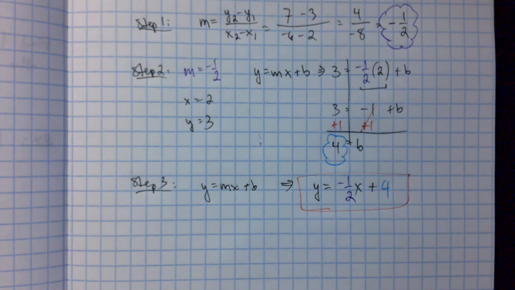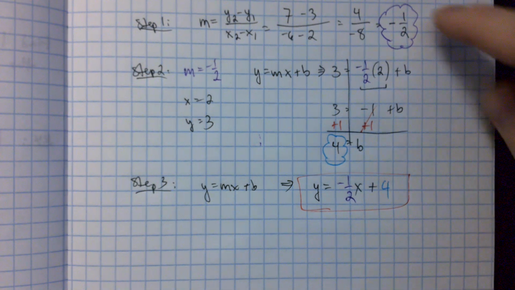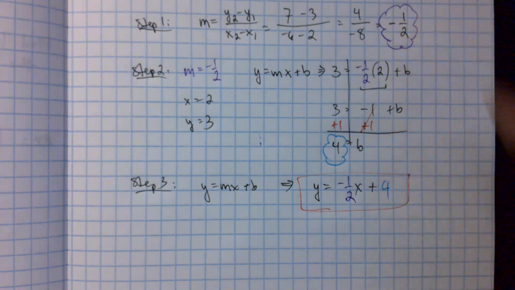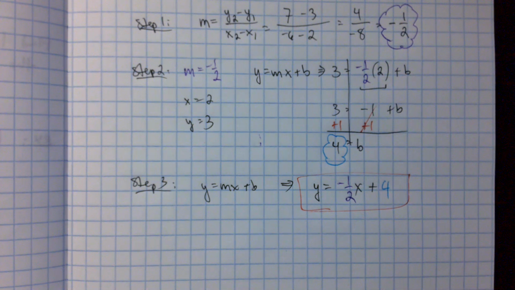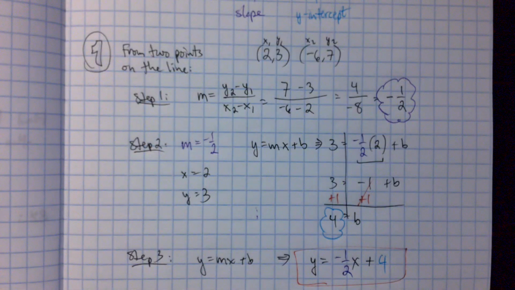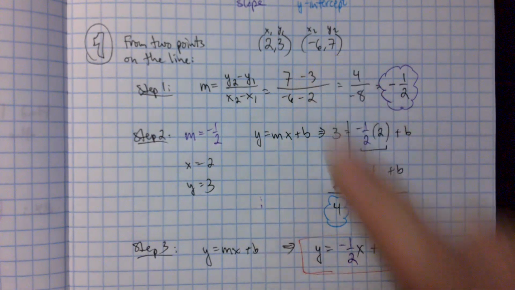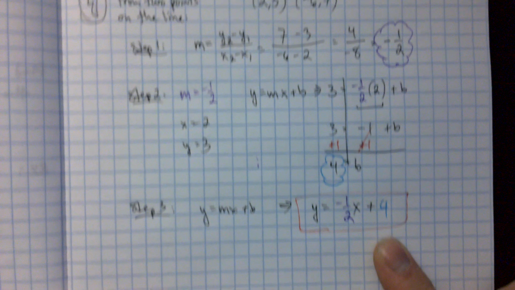There's my equation in slope-intercept form. So we're not always going to have a negative slope. Sometimes it'll be positive. We're not always going to have a fractional slope. Sometimes it'll be a whole number or an integer. So whatever you got, just plug it in, make sure everything works. You could also, if you want to, take your second point and plug it in here and see if you get a true statement.